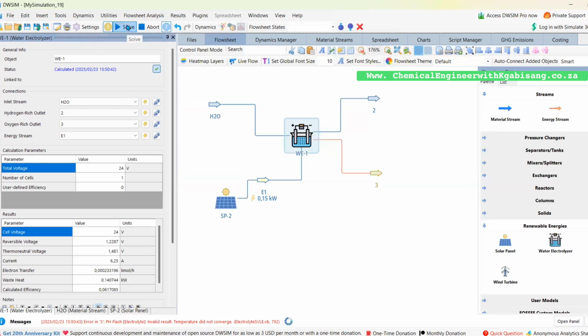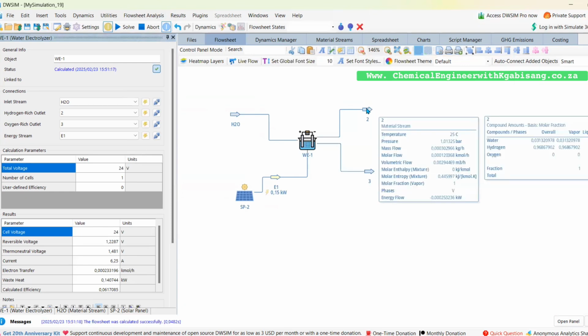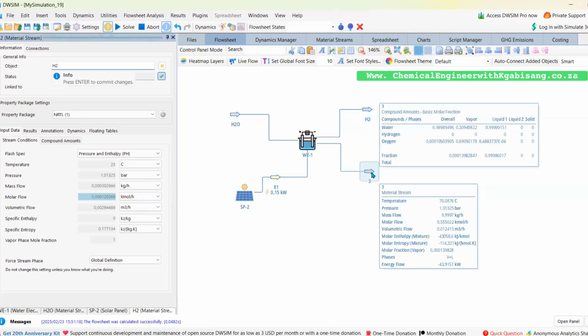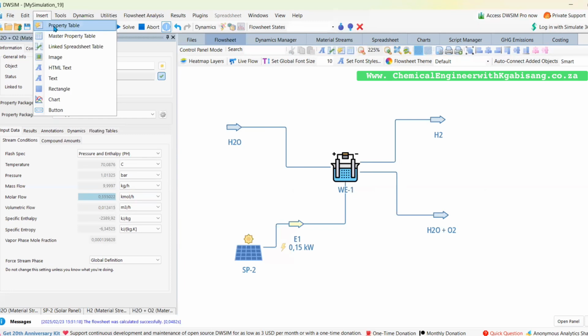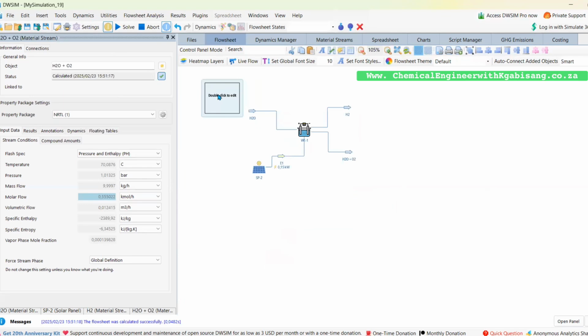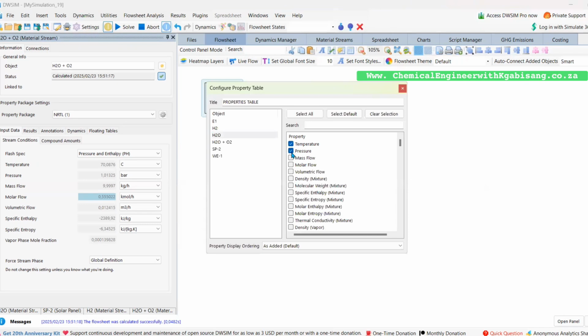So you'll see that one of the outlet streams of the electrolyzer has a lot of hydrogen in it, dominating there, and the other stream will have mostly water and oxygen. So you can label your streams accordingly, and you can also add your property table there and specify all your properties. It makes life easy. It's not a must, but I usually like seeing everything just there instead of always having to hover around my streams.